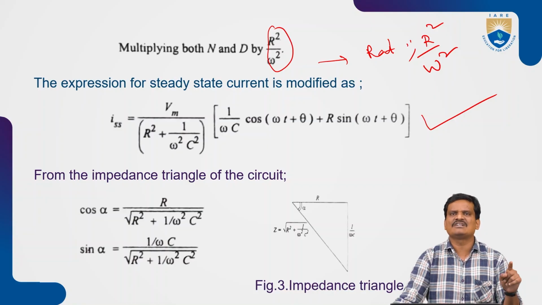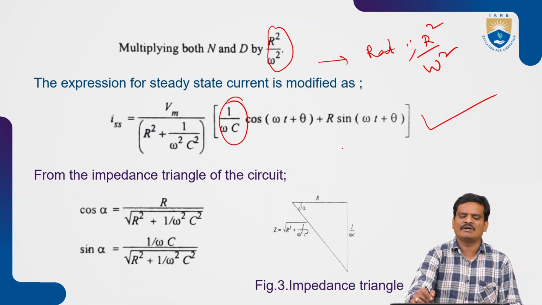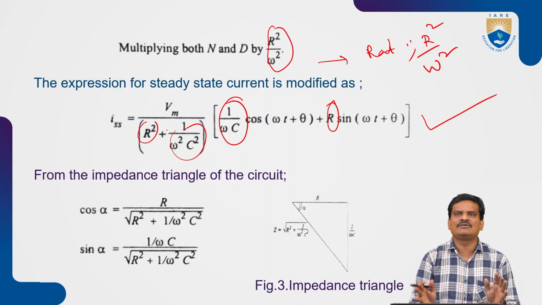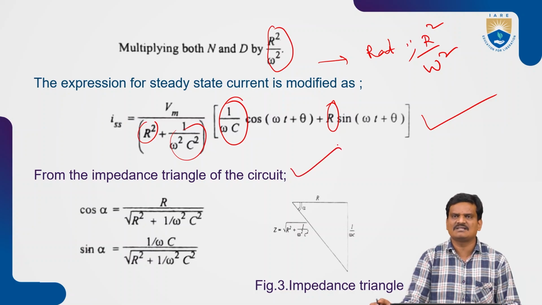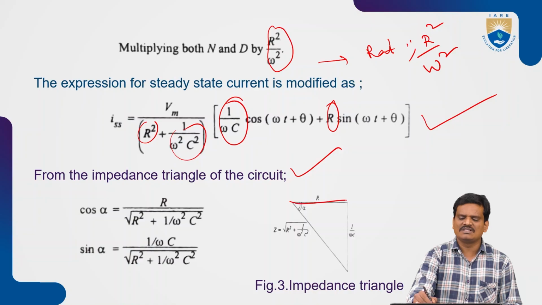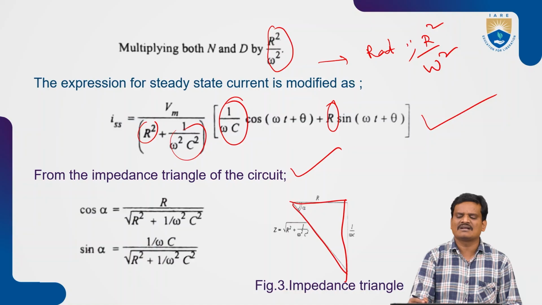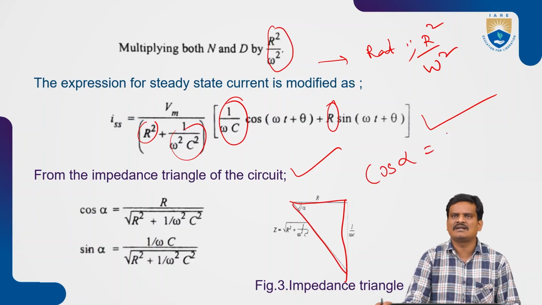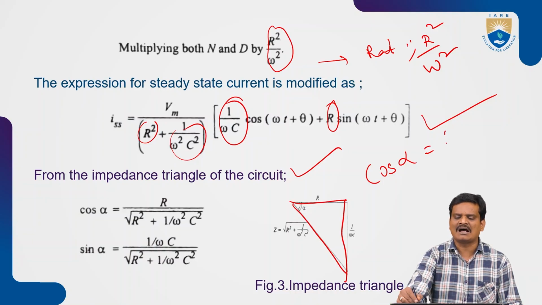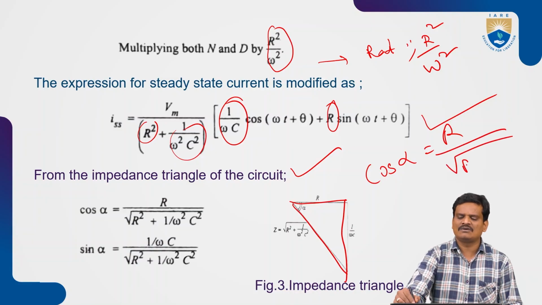But still, the given expression consists of many parameters like 1 by omega c, r square, omega square. So in order to replace and frame it in a standard form of expression, I am considering an impedance triangle concept. So this is considered as an impedance triangle here, which I have drawn. By using this particular concept, I can calculate the value of cos alpha. In general, cos theta can be considered as adjacent side by hypotenuse. So what is the adjacent side for the given hypotenuse? That is r. And what is the value of hypotenuse? Under root of r square plus 1 by omega square c square.